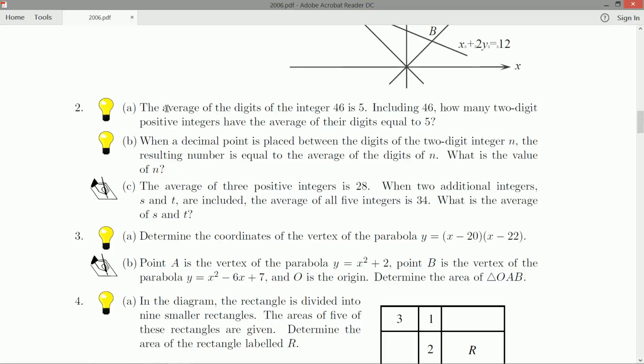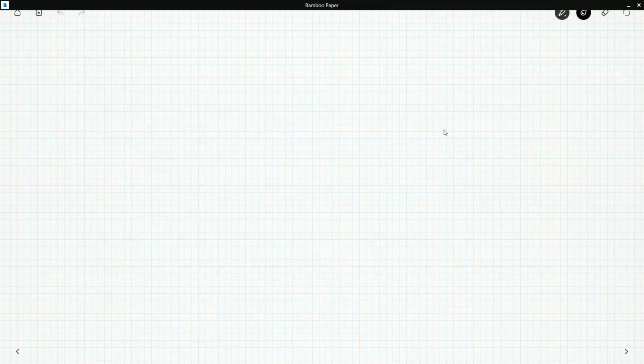The average of the digits of the integer 46 is 5. Including 46, how many 2-digit positive integers have the average of their digits equal to 5? I think it's going to be fairly straightforward. We can do a little math to set this up, but I think we probably just need a chart.